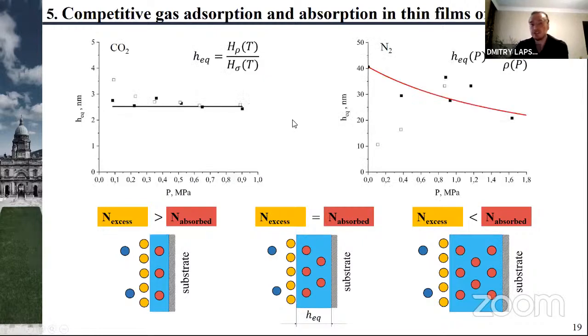This is a useful quantity because it's constant for the case of low pressure adsorption or the Henry's law regime of adsorption. So we use this equation. However, here we see that for nitrogen, the equipartition thickness changes as a function of pressure. And we have to apply this equation, and that's because gas adsorption of nitrogen on the surface of ionic liquid does not follow the Henry's law regime of adsorption. So, if we are talking about low pressure adsorption, we can use this constant to predict the total amount of gas adsorbed.